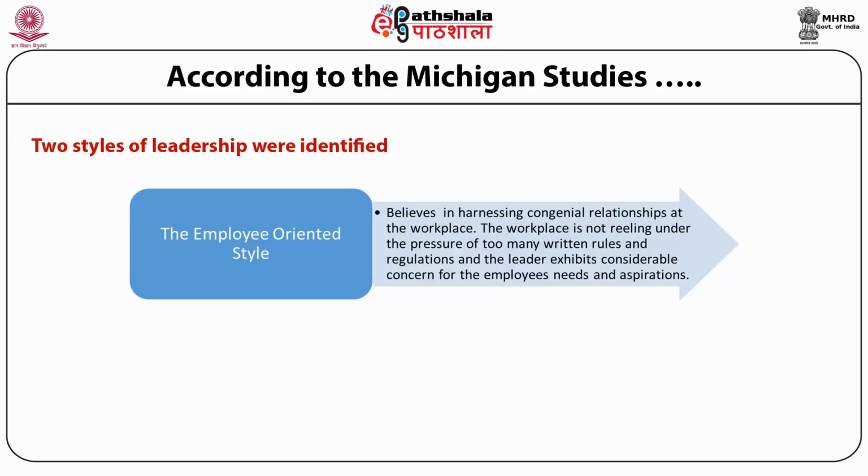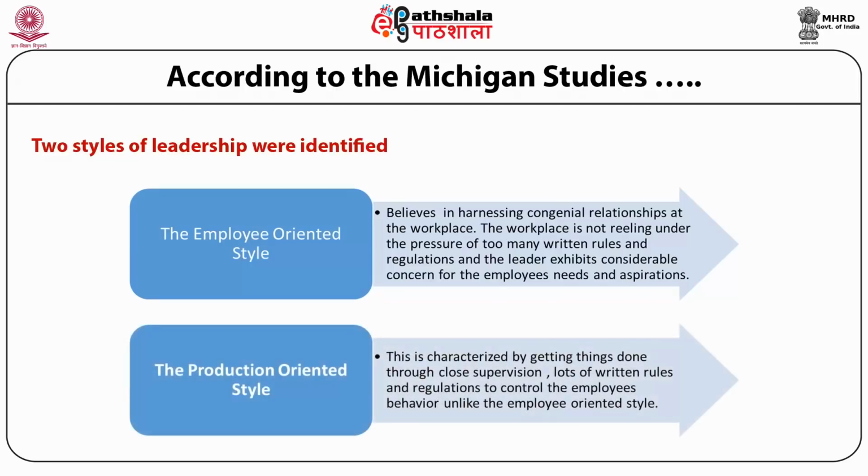The employee-oriented style believes in harnessing congenial relationships at the workplace. The workplace is not reeling under the pressure of too many written rules and regulations, and the leader exhibits considerable concern for the employees' needs and aspirations. The production-oriented style is characterized by getting things done through close supervision, lots of written rules and regulations to control the employee's behavior, unlike the employee-oriented style.